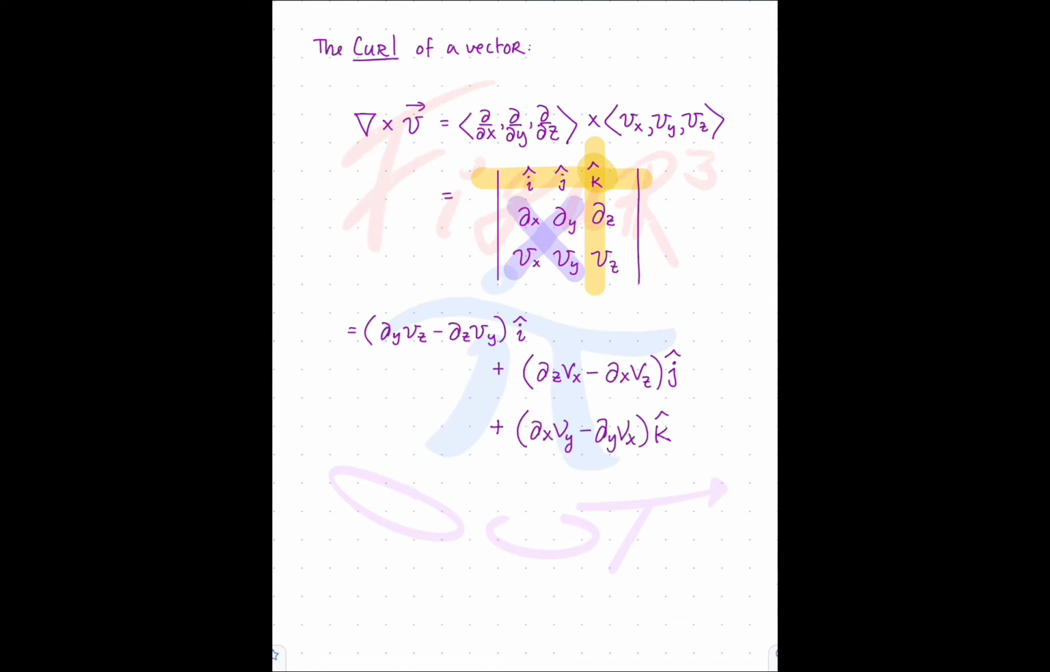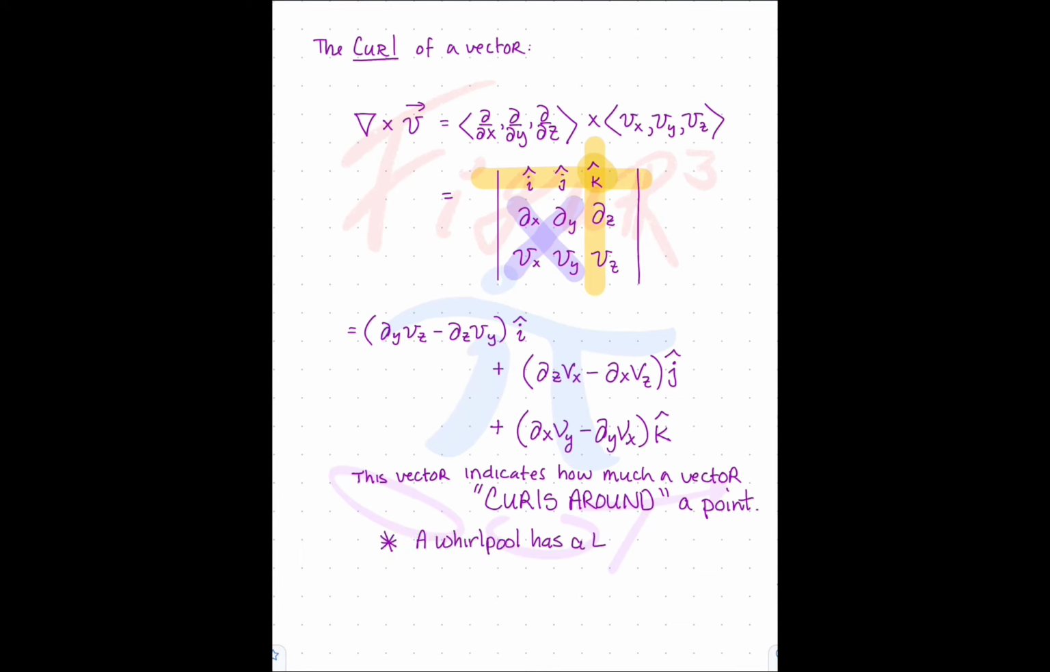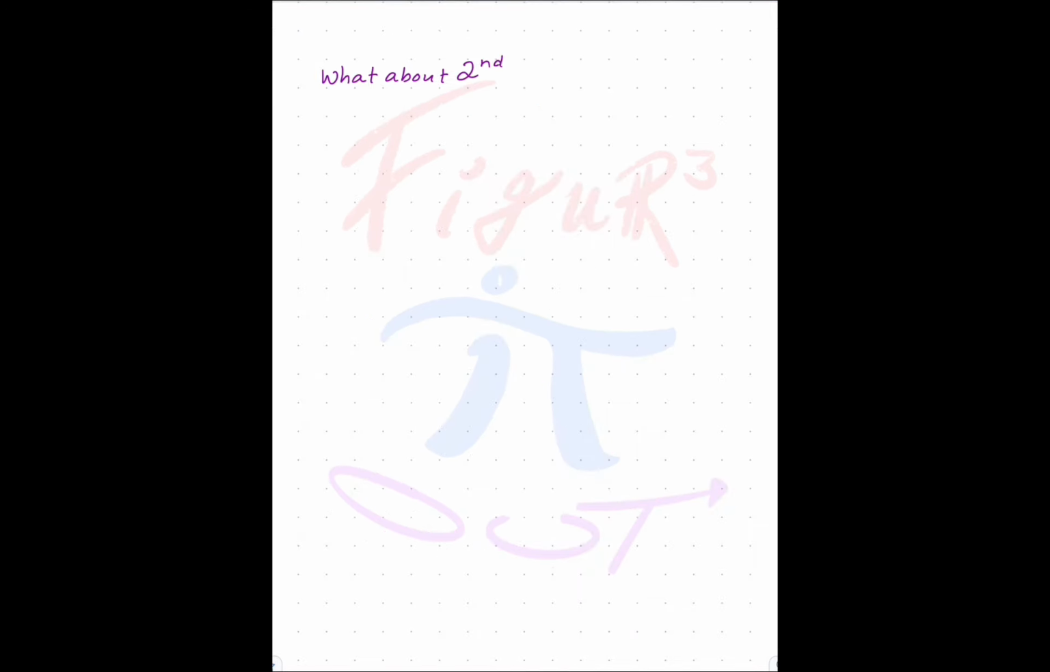Now, this is going to produce a vector that is, in theory, perpendicular to the differential operator as well as the vector v, and this is an indication of how much a vector curls around a particular point.